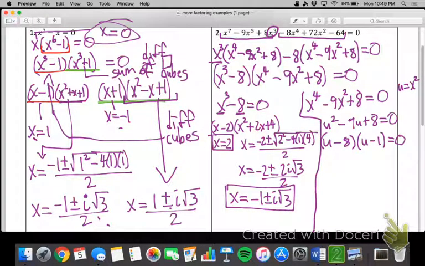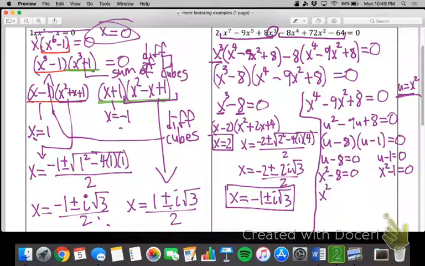And then we could set each factor equal to 0. So u minus 8 equals 0, and u minus 1 equals 0. And now we can substitute back in. So u is equal to x squared all along. So now we're going to solve x squared minus 8 equals 0 and x squared minus 1 equals 0.